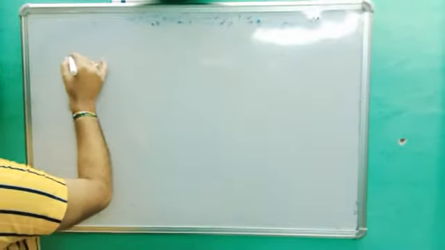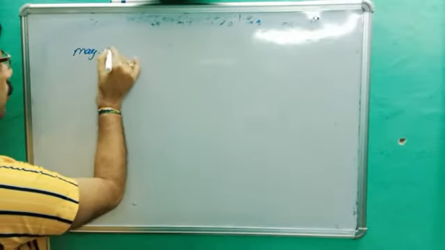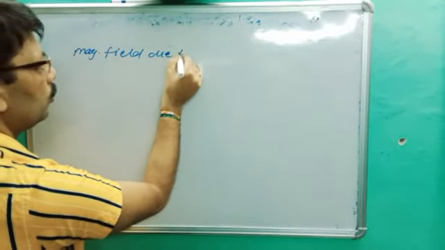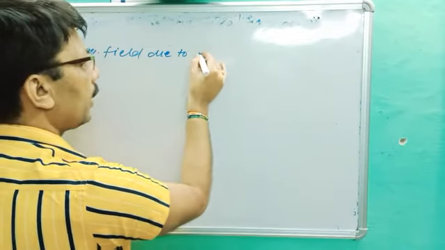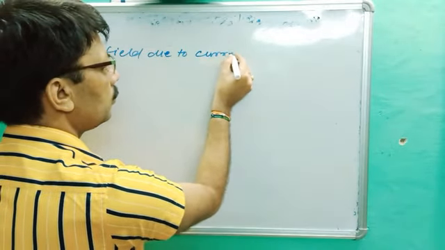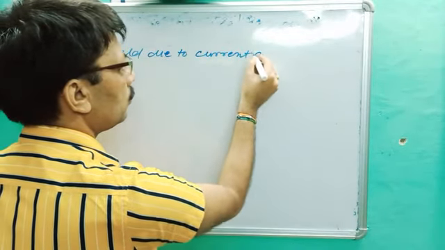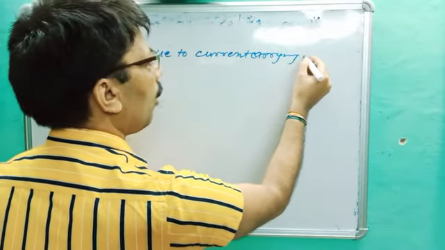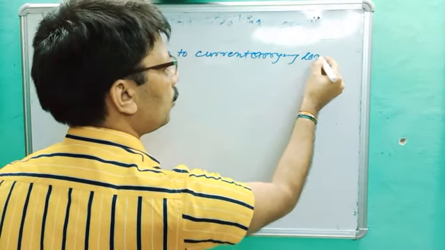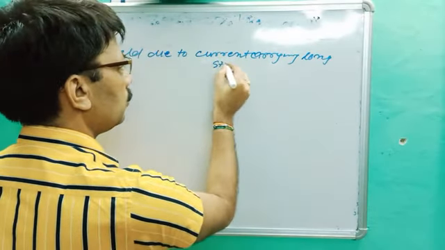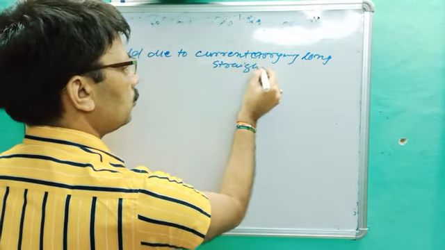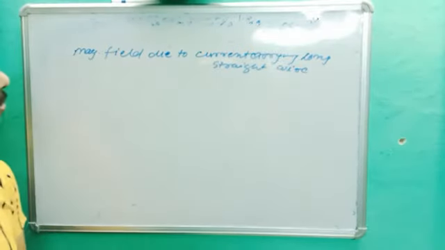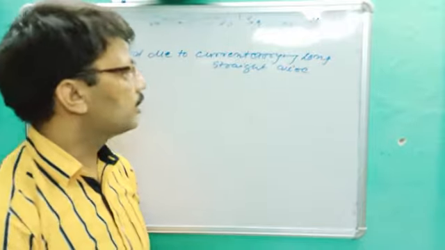So make the heading: magnetic field due to current carrying long straight wire, or conductor. Okay. Magnetic field due to current carrying long straight wire.